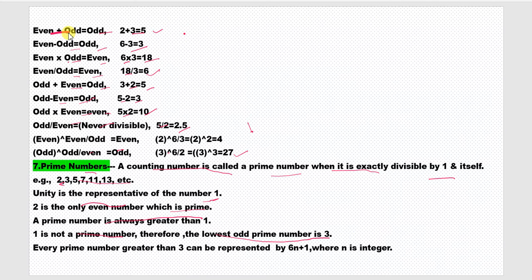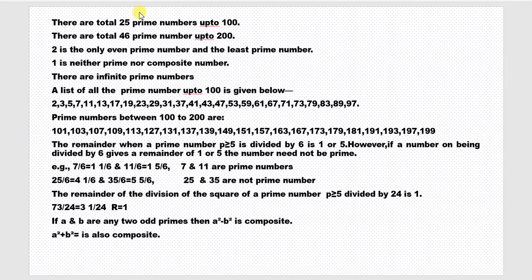Every prime number greater than 3 can be represented by 6n plus or minus 1, where n is an integer. There are a total of 25 prime numbers up to 100. There are 46 prime numbers up to 200. 2 is the only even prime number and the least prime number. 1 is neither prime nor composite. There are infinitely many prime numbers.